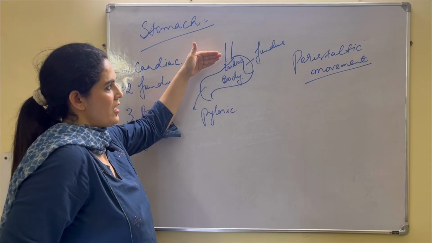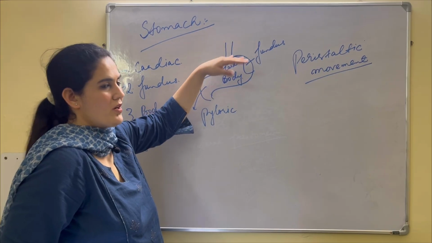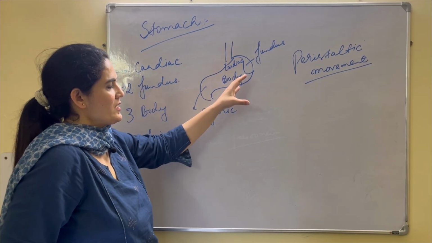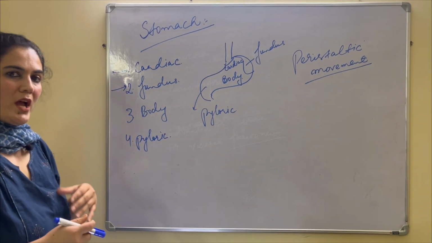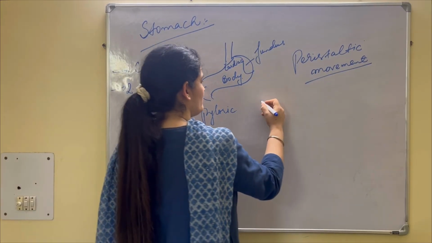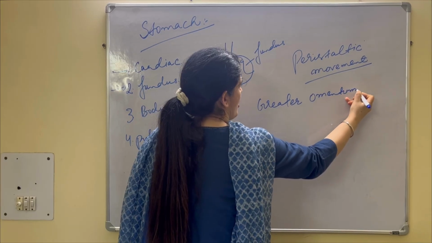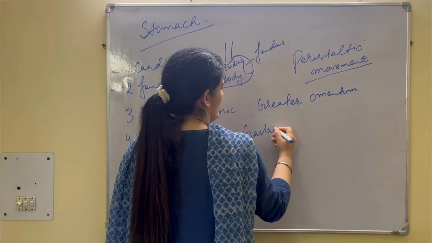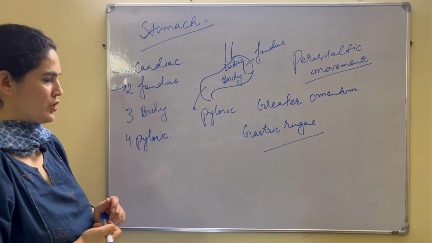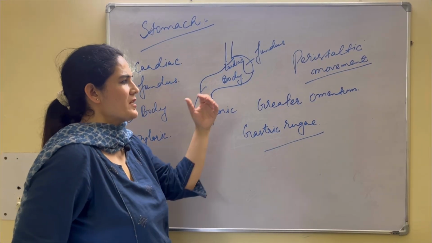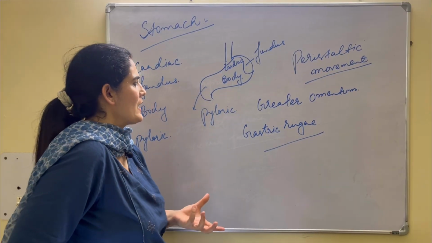So cardiac, I told you, is where esophagus will just open into the stomach. Fundus is the upper part where mostly gas is filled. Then we have body, and then the pyloric part. Now, stomach also has some folds present in it, which are also known as greater omentum, or you must have heard about the gastric rugae. These are the folds, and what is the function of these folds? They help in the digestion of food and in the mixing of food.